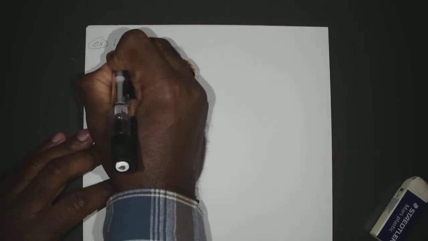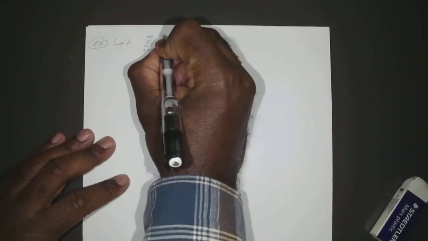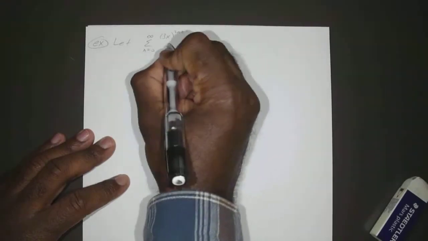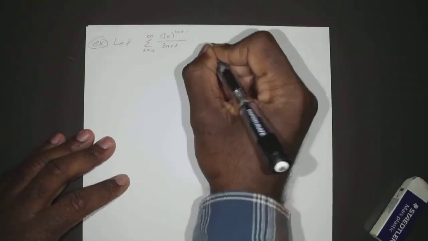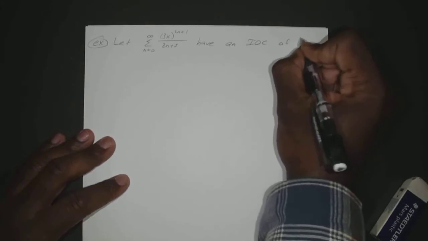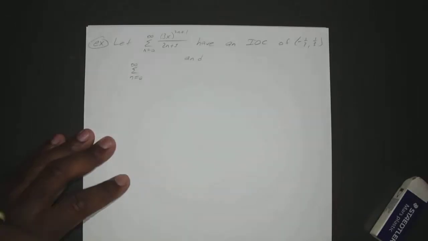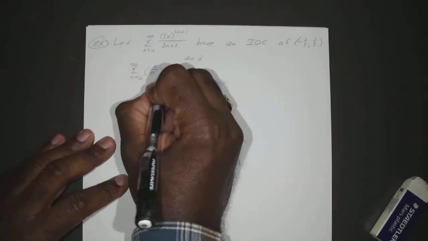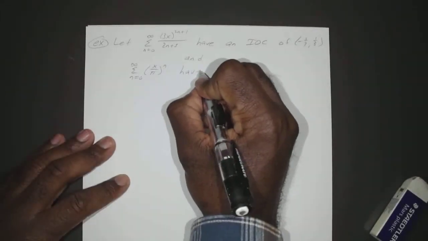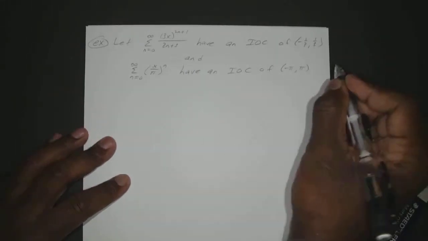Okay, so let's say, for example, if we let the sum from n equals 0 to infinity of 3x to the 2n plus 1 power over 2n plus 1 have an interval of convergence of negative 1/3 to 1/3, and the sum from n equals 0 to infinity of x over pi to the nth power have an interval of convergence of negative pi to pi.